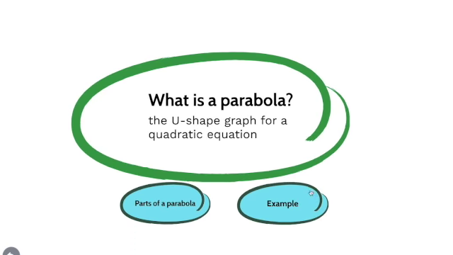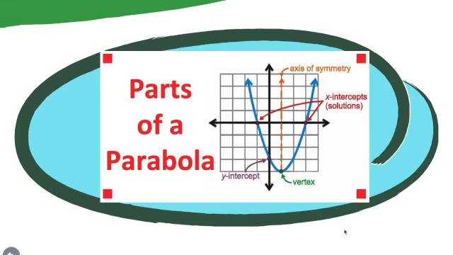Let's take a look at an example. In this example, my parabola crosses the x-axis at -1 and 3. The vertex is a minimum at the point 1, -4. The y-intercept is at -3. And my axis of symmetry is this dotted line that cuts the parabola in half and passes through the vertex.